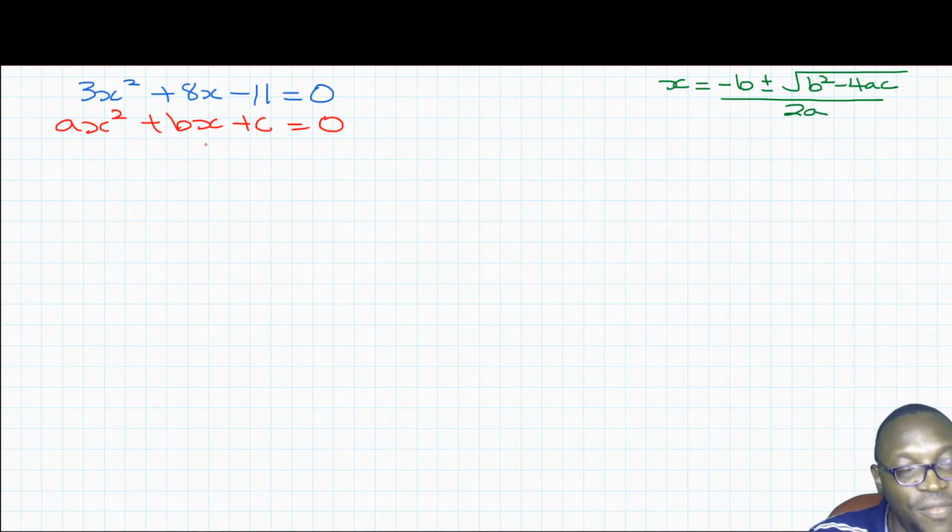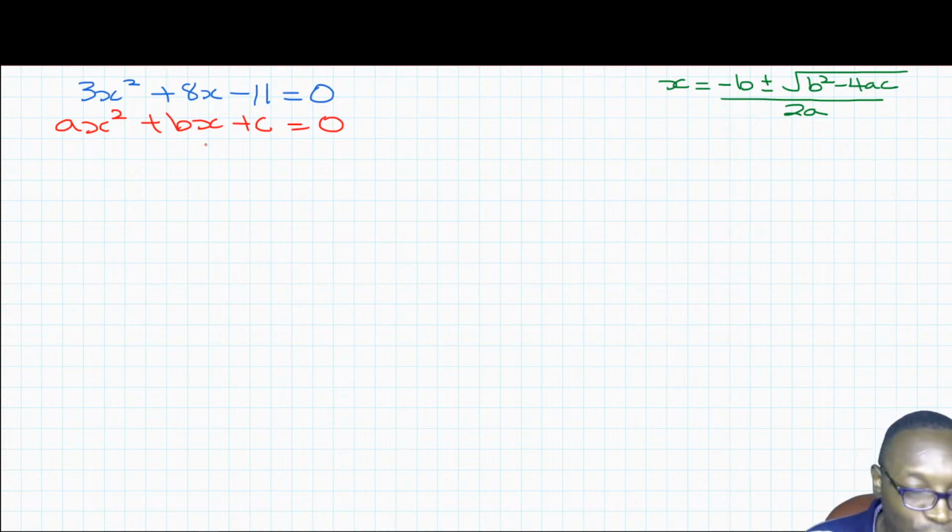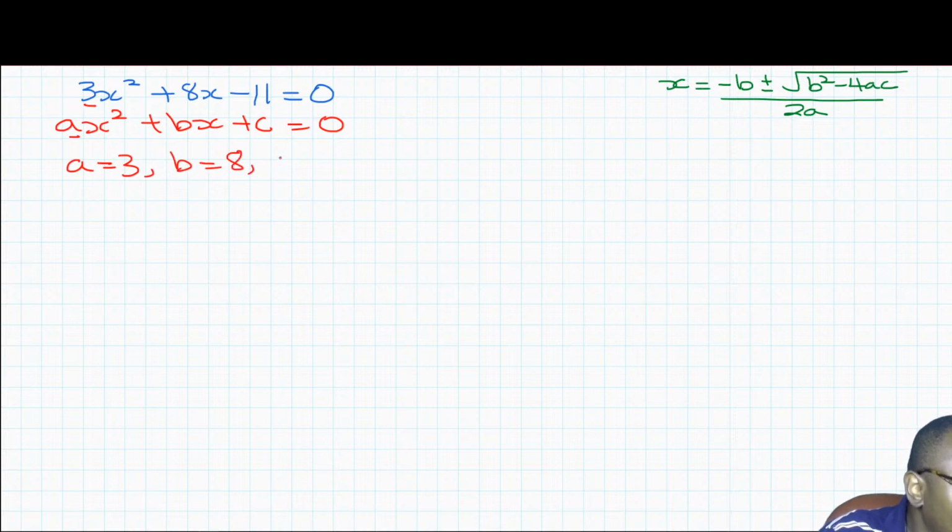So as I'm going through this, if there's any part of it that you don't understand, or you feel like I lost you, please let me know. I'll keep looking at the chat to make sure that I can bring you along. So now that we have this, we have a equal to 3, because we have a number, we're going to use that. Remember, if we don't have a number, just use 1. a equal to 3, b equal to 8, and c is equal to negative 11.